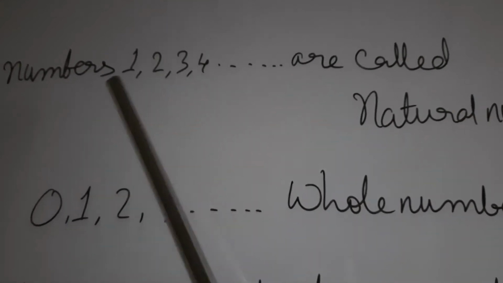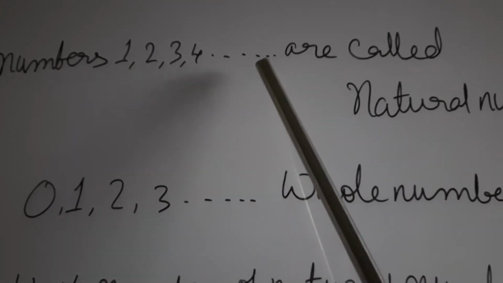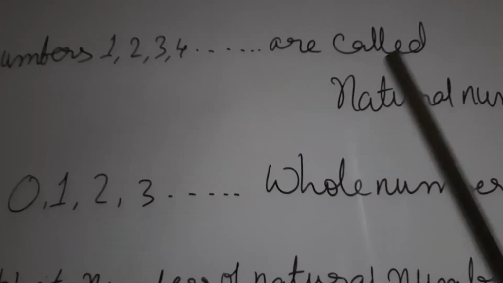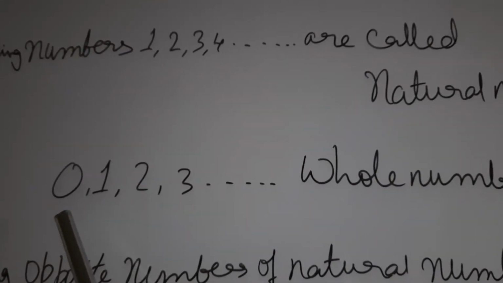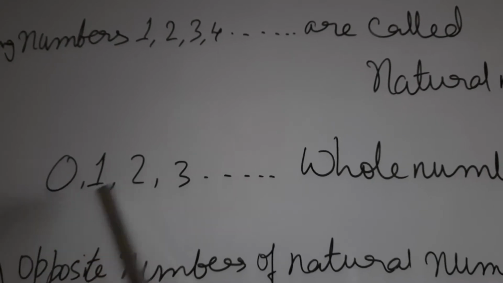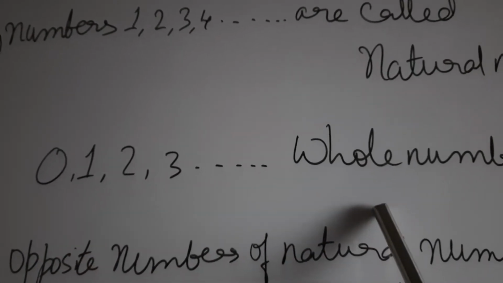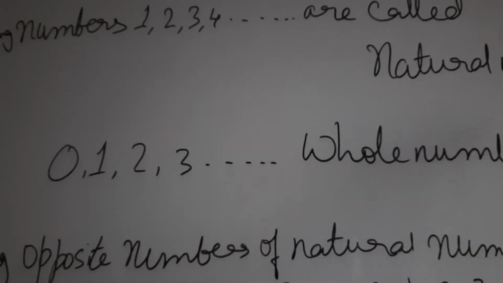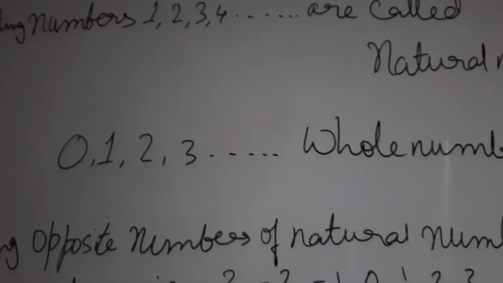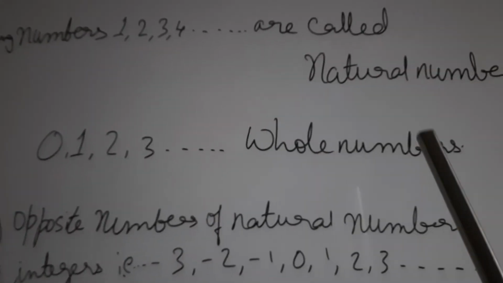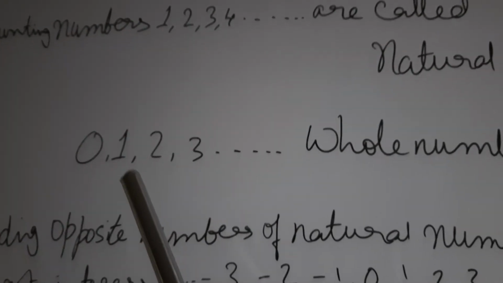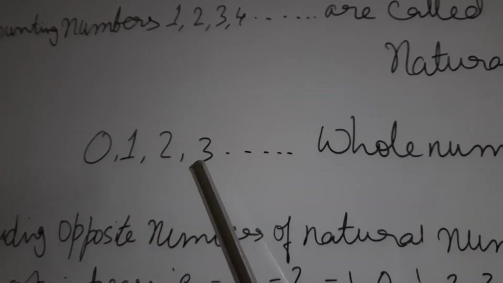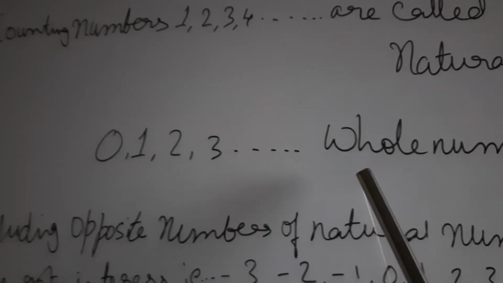Natural numbers start with 1: 1, 2, 3, 4, dot dot, which tells you it is infinite. That means there is no ending for these numbers. When we add 0 to those natural numbers, it becomes whole numbers. Whole numbers are also infinite, right? We cannot say where the last whole number or last natural number is. Just by adding 0 it is complete, so it is whole numbers.